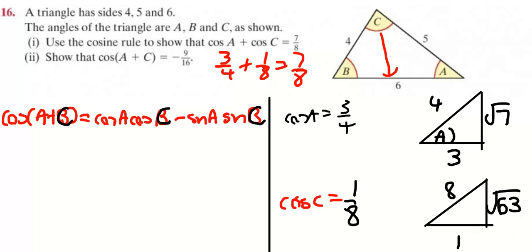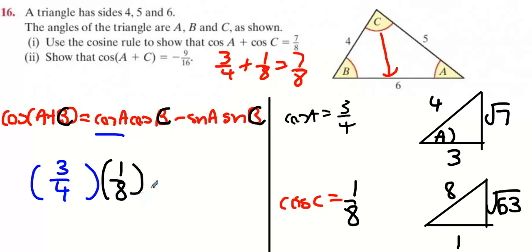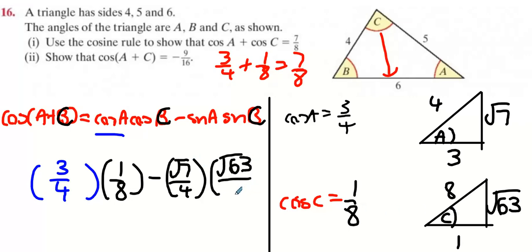Now here's what we're going to do. What do we replace cos A with? Cos A gets replaced with 3/4. What does cos C get replaced with? 1/8. What does sine A get replaced with? Sine A? Root 7 over what? Over 4. What does sine C get replaced with? Root 63 over 8. Will everybody throw that into the calculator for me? I'm hoping the answer is minus 9 over 16.